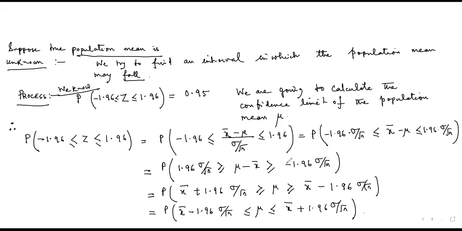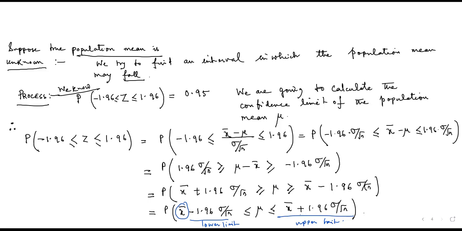So we see that we know x bar, we know sigma, we know root over n. Then we can easily calculate this lower limit, and we can easily calculate this upper limit. And we can guess within which limits the mean value of the population will fluctuate.